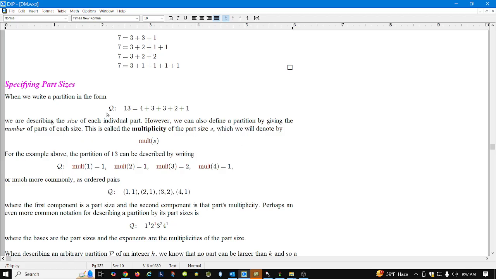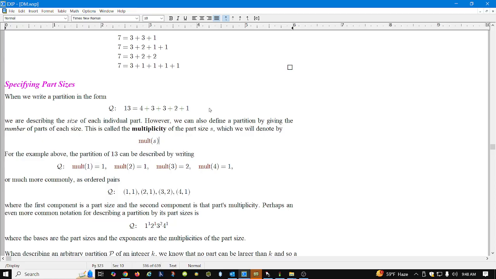When we write a partition in this form, which is what we have been doing, we're describing the size of each individual part: 4, 3, 3, 2, and 1. But there's another, equivalent way to define a partition, by giving the number of parts of each size. This number is called the multiplicity of the part size, and I'll denote it by MULT of S, where S is the part size.